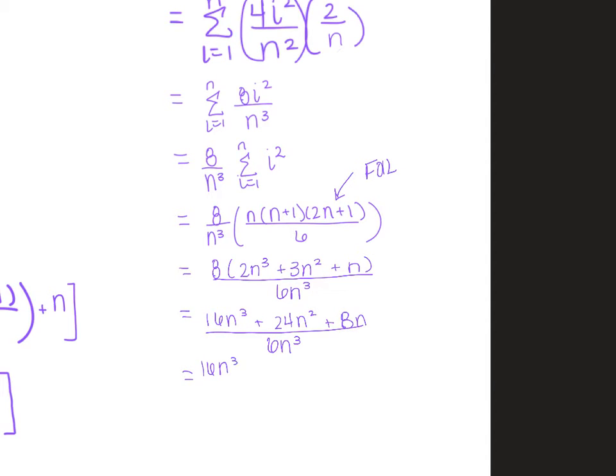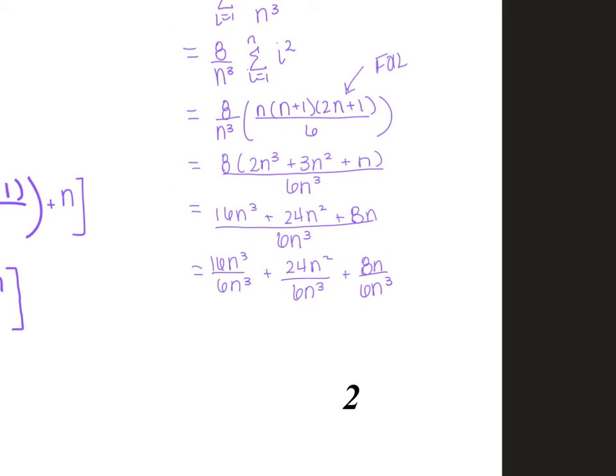So you have 16n cubed divided by 6n cubed plus 24n squared divided by 6n cubed plus 8n divided by 6n cubed. So simplify what you can. Our 16 and 6 become 8 over 3. The n's cancel out. 24 over 6 becomes a 4 on top, but our n squared over n cubed just becomes an n in the denominator. And then for our last one, you can simplify your 8 and 6 and you get 4 over 3, and our n over n cubed becomes n squared in the denominator. So this is capital S of n.